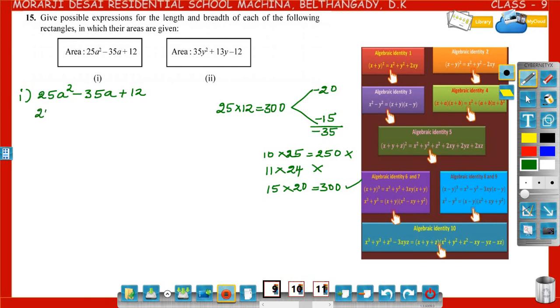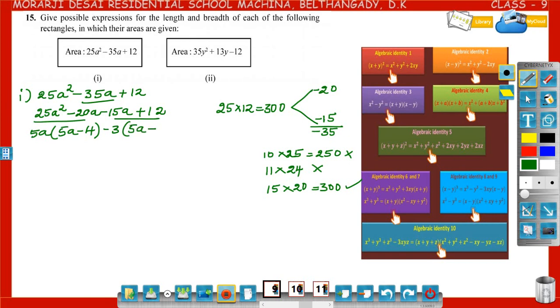Now write the first term as it is, 25a square. You have to split the middle term so that you write it as minus 20a minus 15a plus 12. Now grouping. Here the common term is 5a. Here 5a minus 4, minus. Here 15 and 12 are divisible by 3, so take 3 outside.